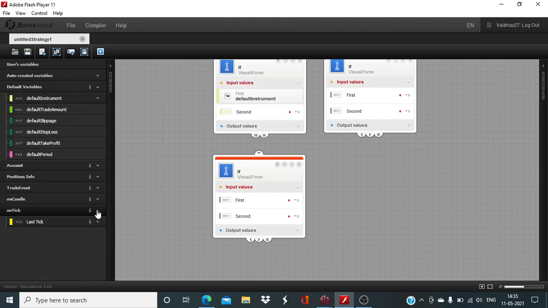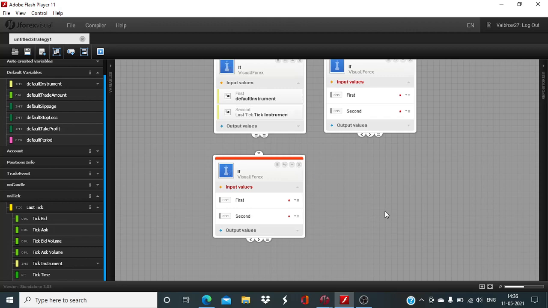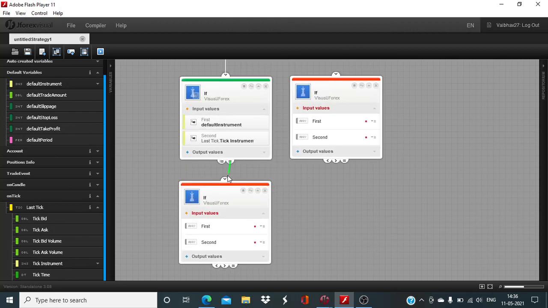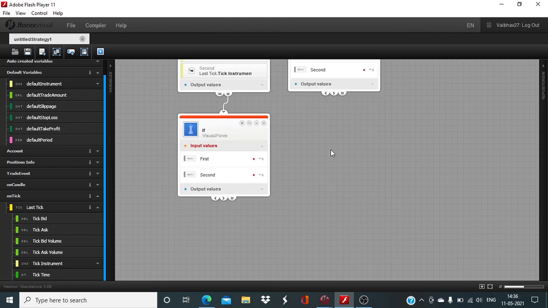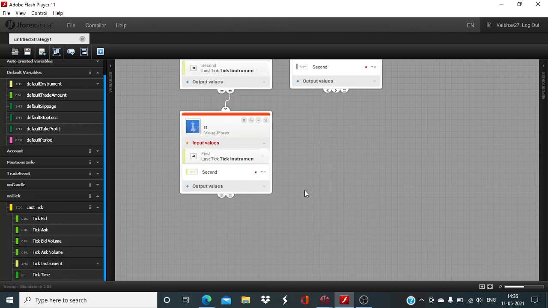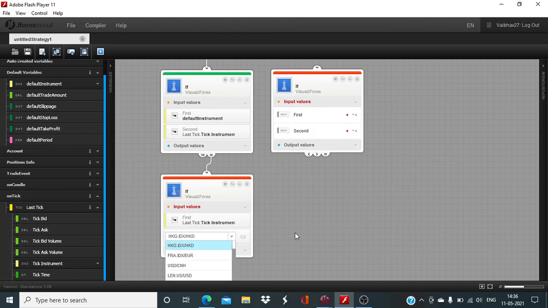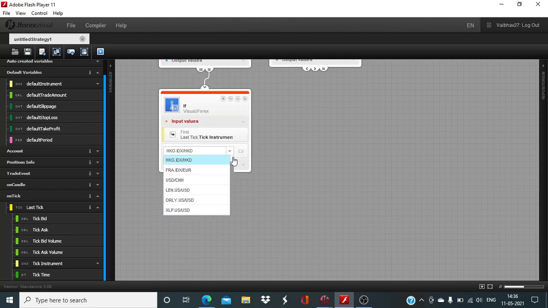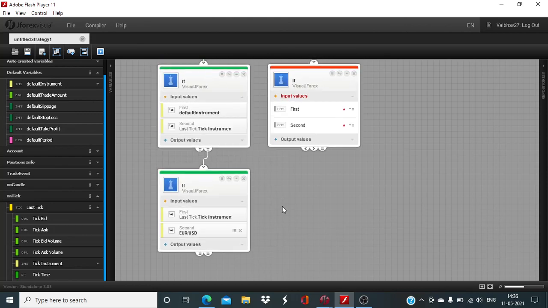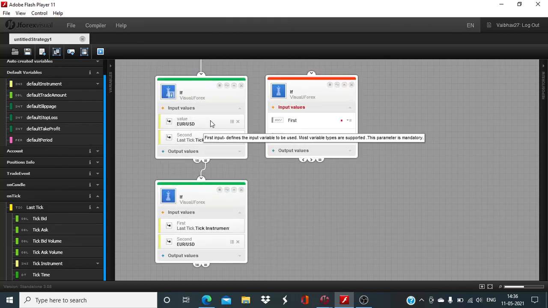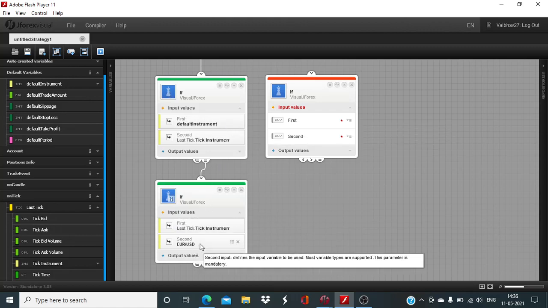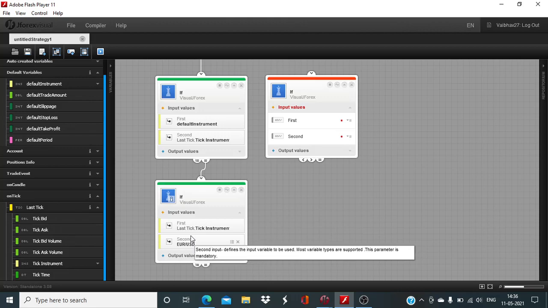Default instrument should match the last tick instrument. Last tick instrument then should be Euro USD, as we are working with the Euro USD again. If you want to use another instrument, all you have to do is choose a different instrument from this, and also make sure that default instrument is the same as the instrument taken as the second parameter, second input value in this block.